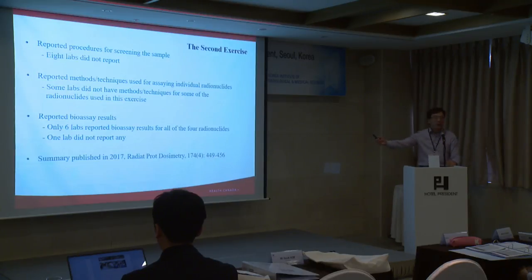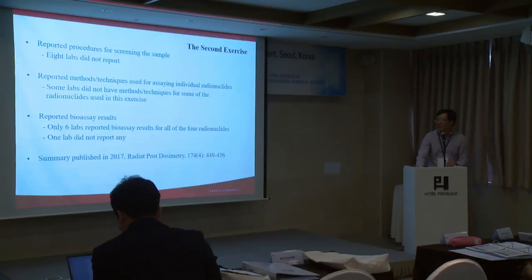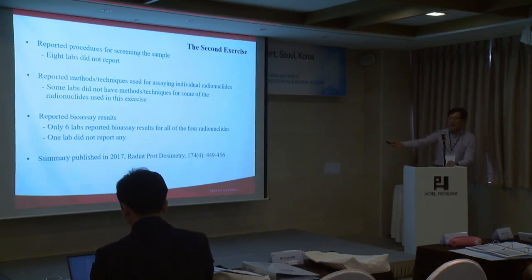Okay, only 1/3 of the 18 labs reported the numbers for all 4 radionuclides. Only 1/3 of them. And one lab did not report any. Okay, I have to say the 18 labs are possibly among the good ones in the world. And only 6 of them reported results for all 4 radionuclides. It has been published in 2017 in Radiation Protection Dosimetry.